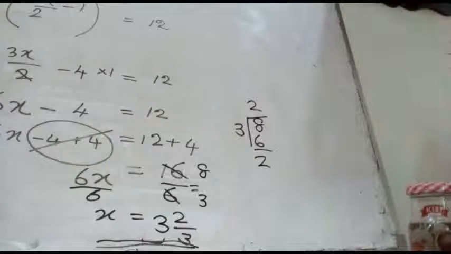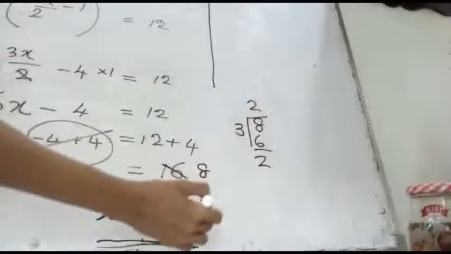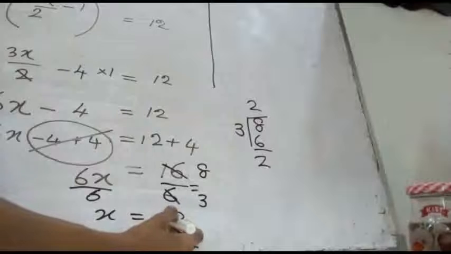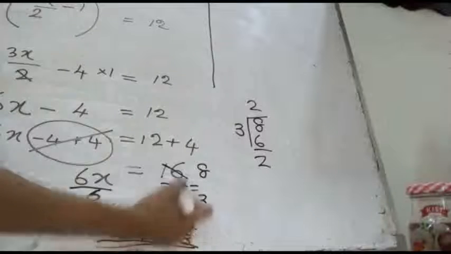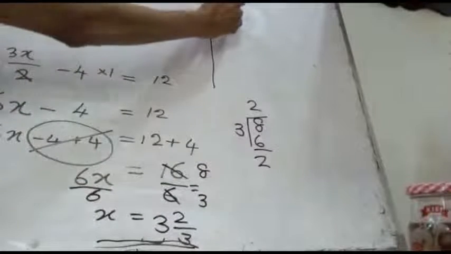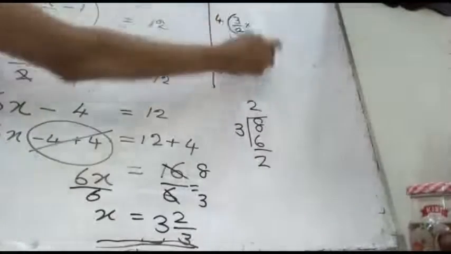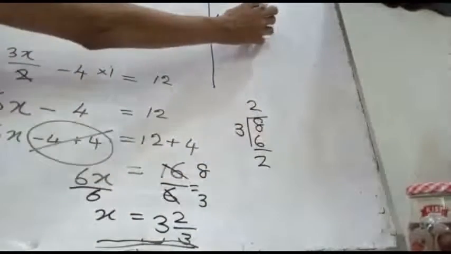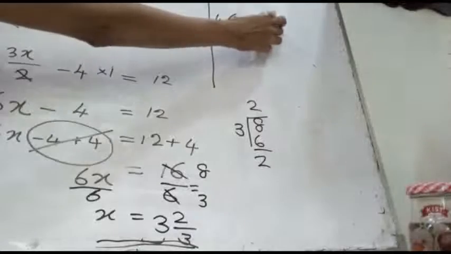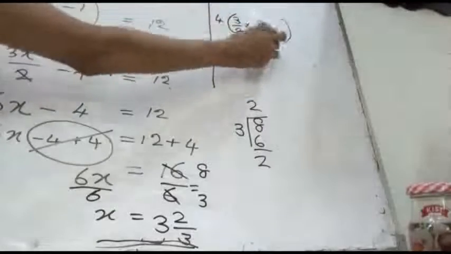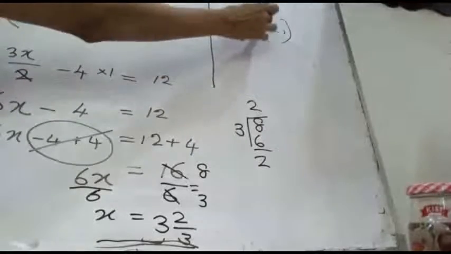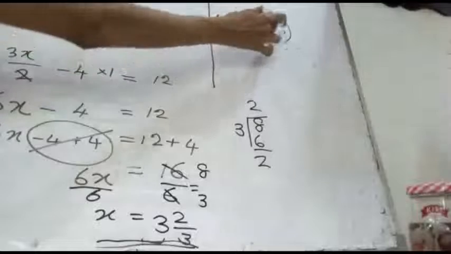We can check the answer here. We substitute 3 and 2/3 for x. 4 times (3/2 multiplied by 8/3) subtract 1. 3 and 3 cancel out. 2 times 1, 2 times 4.